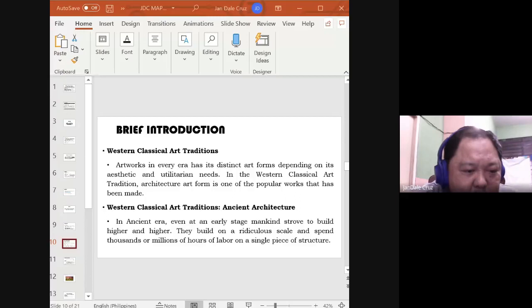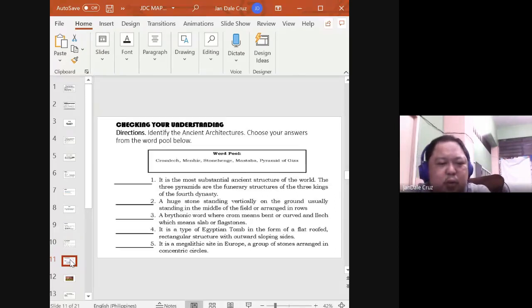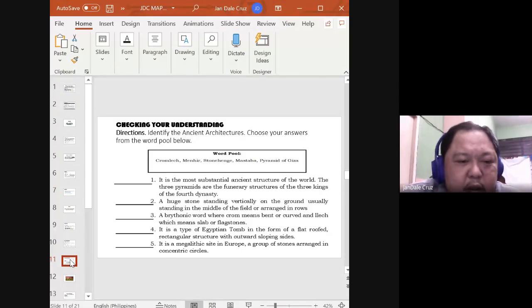Okay, now let's go to activity one. Identify the ancient architecture, choose your own answer from the word pool below. So ito ang gagawin dito. Sulat ang sagot, picturean, and then send as your first activity sa art. Naintindihan? Okay po. Okay, next. Activity 2.